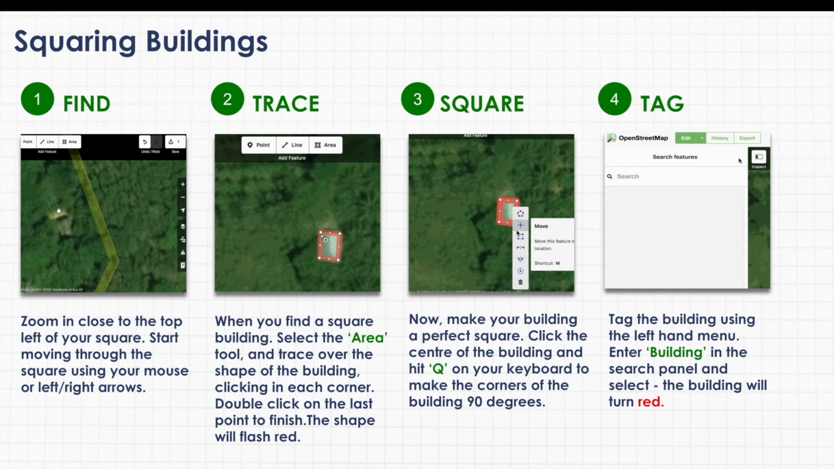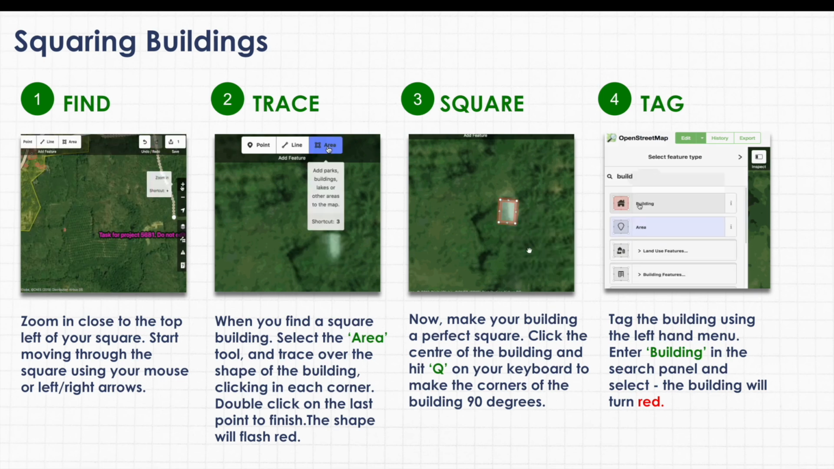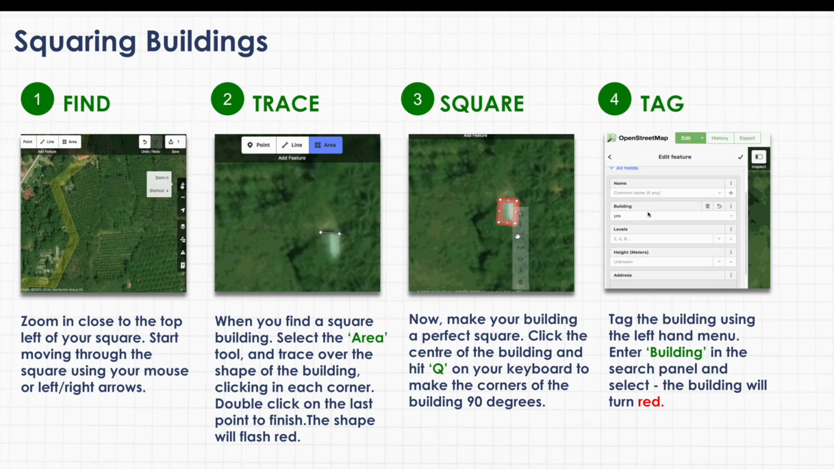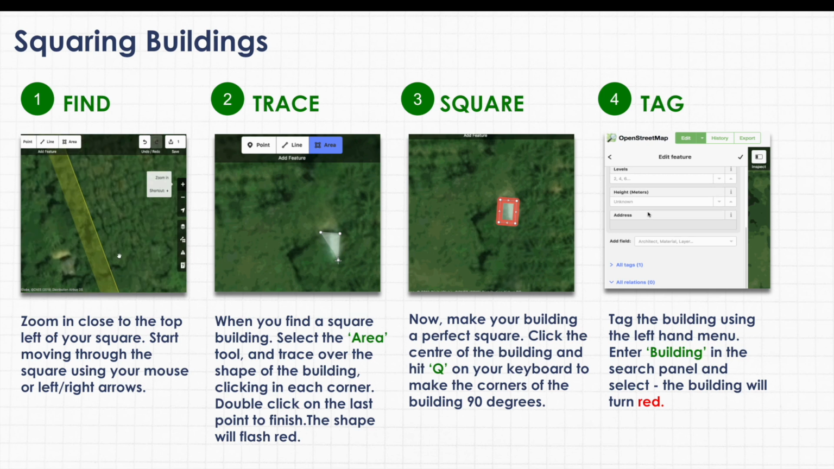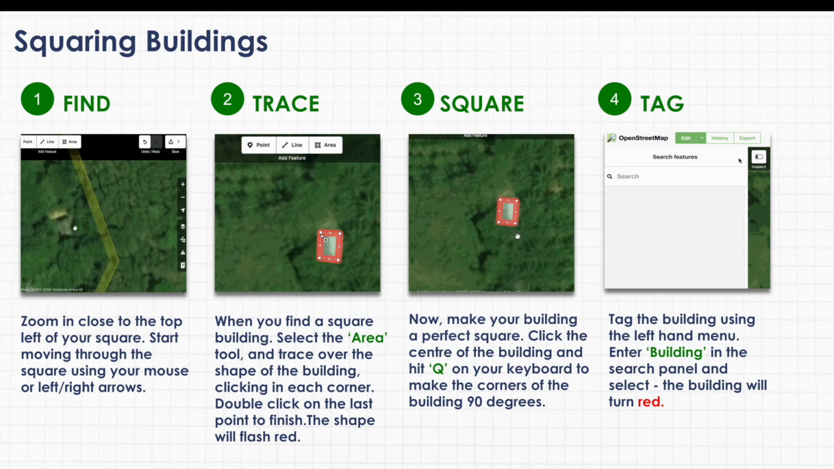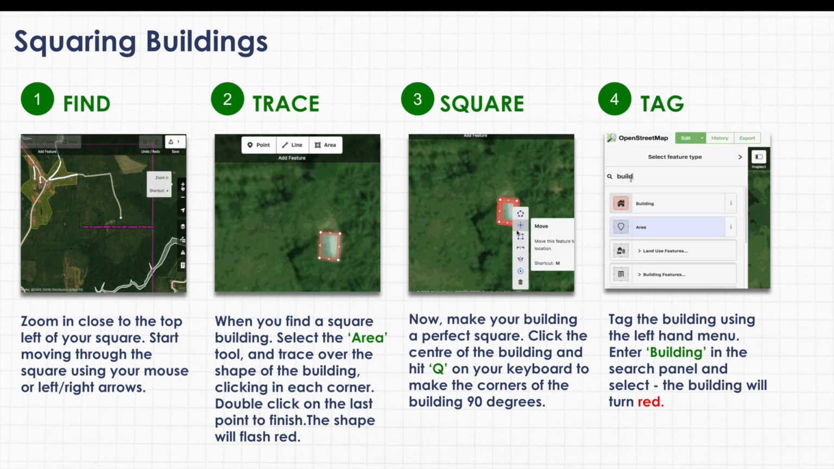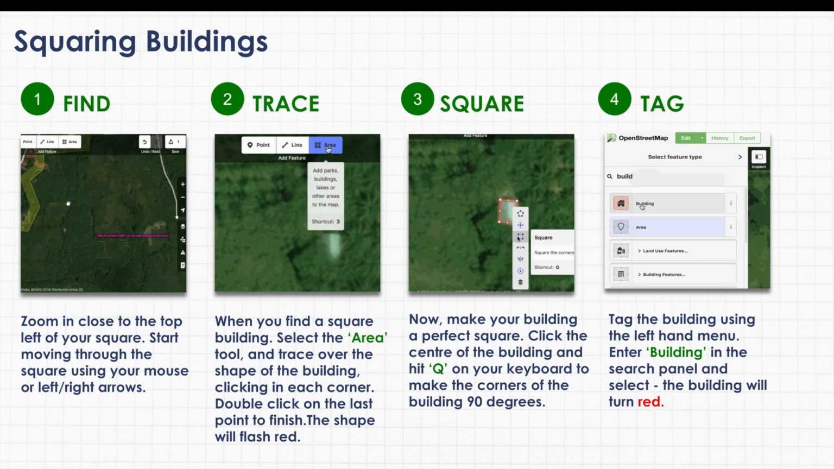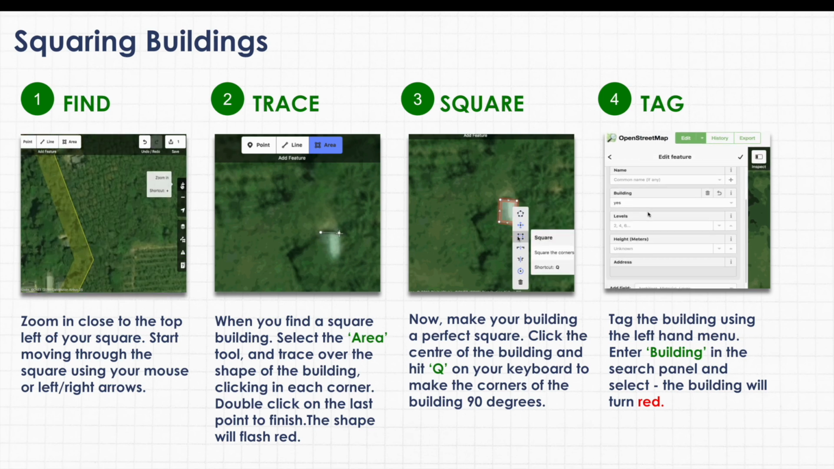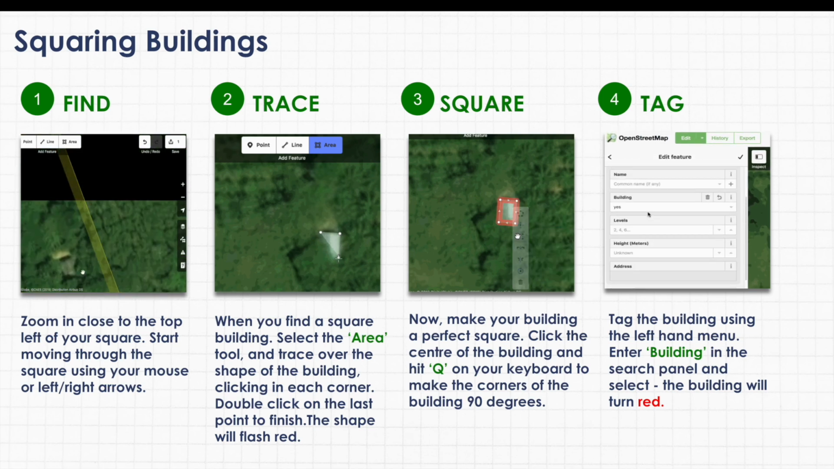The next step is to make sure that our building has right angles. To make your building a perfect square, click on the center of the building and hit the Q on your keyboard to make the corners of the building 90 degrees. Or you can right-click on the center of the building and hit the square icon. The final step is to make sure that we properly tag the building. So on the left-hand side, a panel should open that allows you to tag your features.